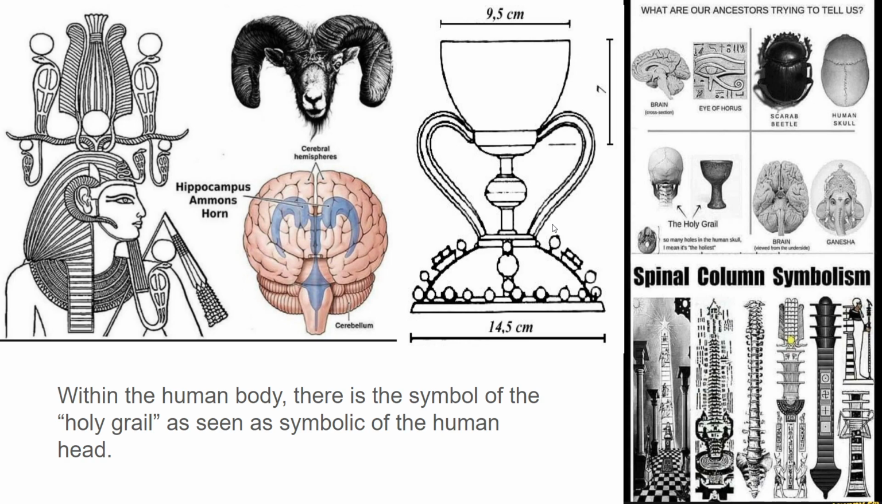So, within the human body, the symbol of the Holy Grail is seen as symbolic of the human head. It's also seen as symbolic of the universe, obviously. I will just go over some other symbolism that is seen in the slideshow that I put together.